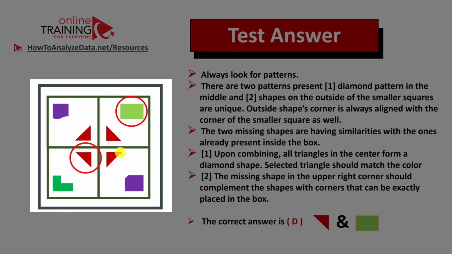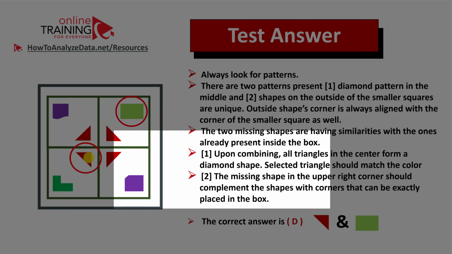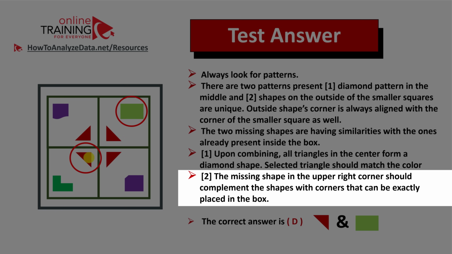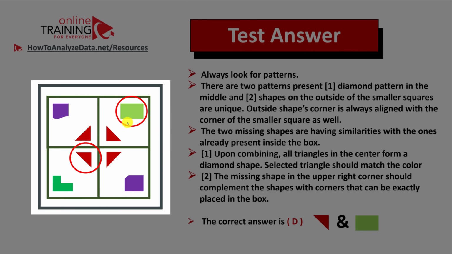Let's look at each one of these 2 patterns in more detail. You should look for the triangle which matches the color, and upon combining, it should build a diamond. For pattern 2, the missing shape in the upper right corner should complement the shapes with the corners that can be exactly placed in the box. In this case, we selected the green rectangle.